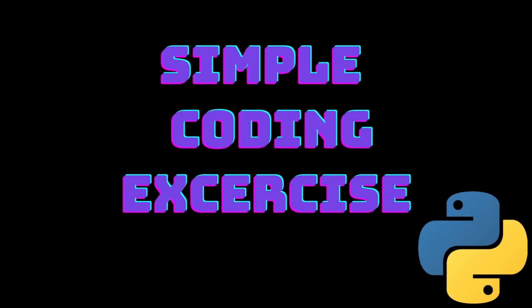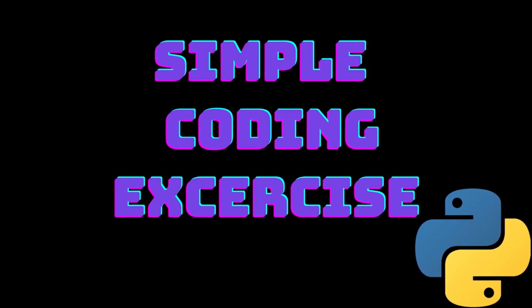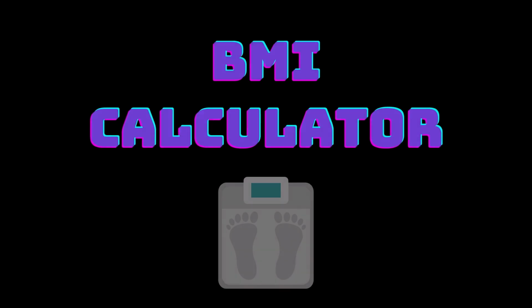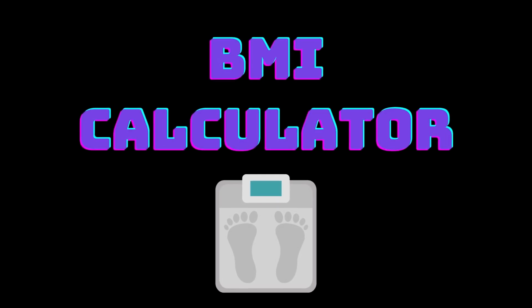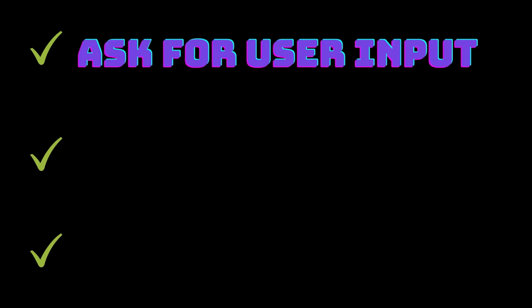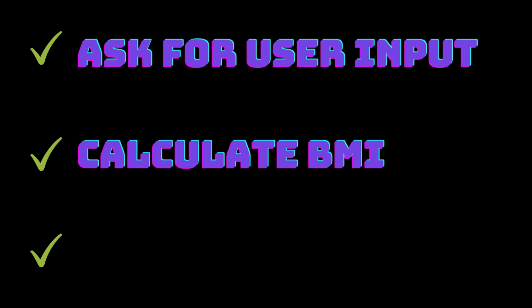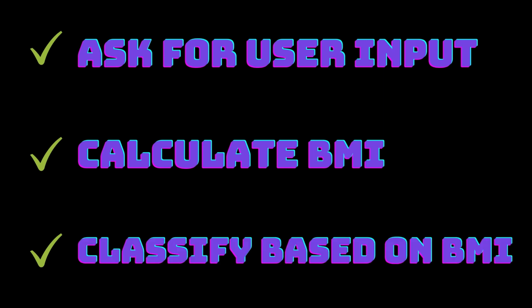Today I want to walk you through a simple coding exercise. We're going to build a body mass index calculator in Python. I will break this task down into 3 parts. The first one will be to ask the user his or her height and weight. The second one is to get the BMI index, and the third one is to get a classification for the user.